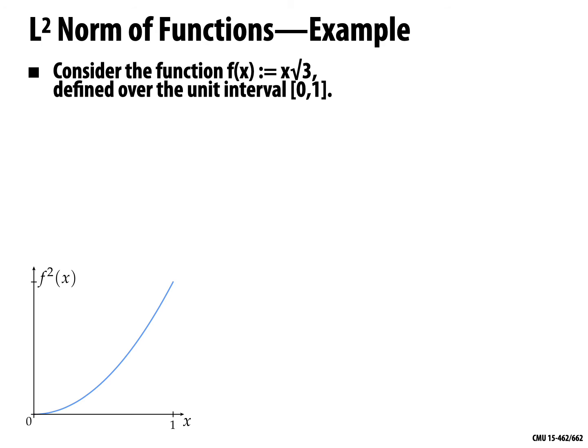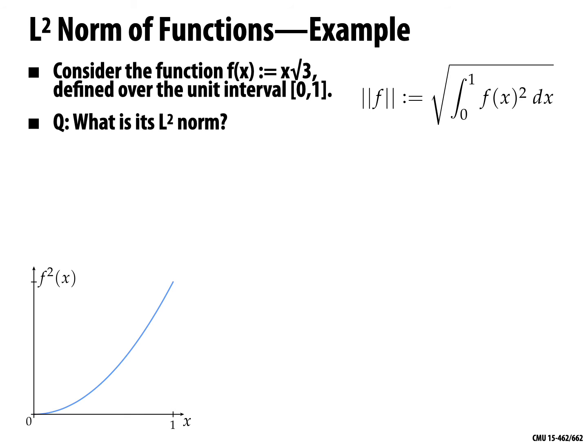To give a concrete example, let's consider the function f of x, which equals x root 3, again defined over the unit interval from 0 to 1. What is the L2 norm of this function? Okay, how would I go and carry out this calculation? Well, the first thing to do, always, is to replace the words with the definition. So I take the function f, to get its norm, I integrate its square over the interval, I take a square root.